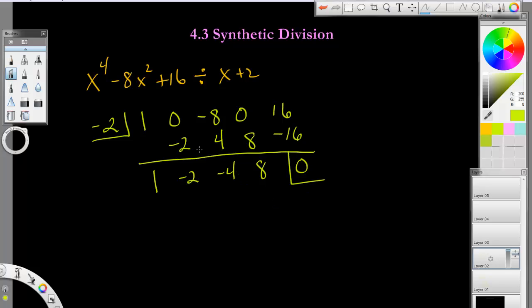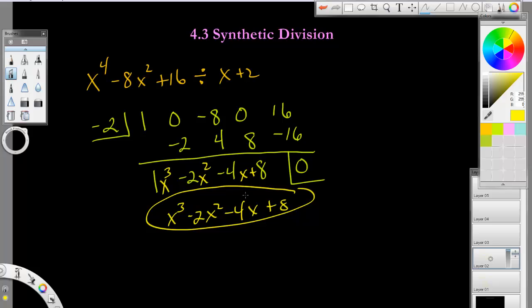So that would mean this goes in there evenly, right? That would go in there evenly. So my final answer would be the first term here would be x cubed minus 2x squared minus 4x plus 8, with no remainder. So this would be your final answer.